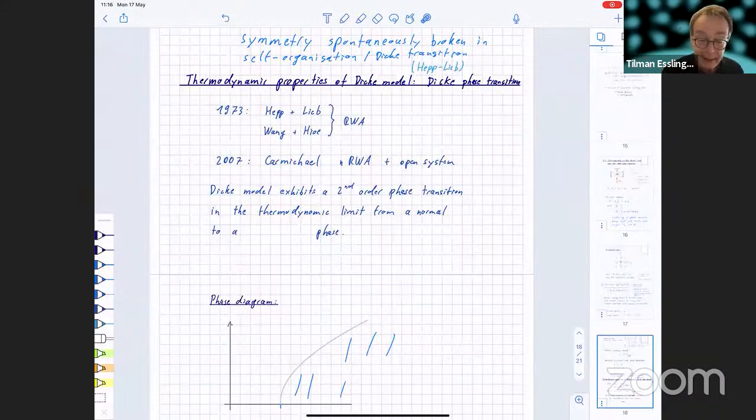Okay, and they found out that the Dicke model displays a phase transition, and then Carmichael, that is a paper which is also extremely important in this context. He realized that in an open system, you can actually create a model system that realizes this Hepp-Lieb phase transition. Okay, and it's a second order phase transition to a superradiant phase.